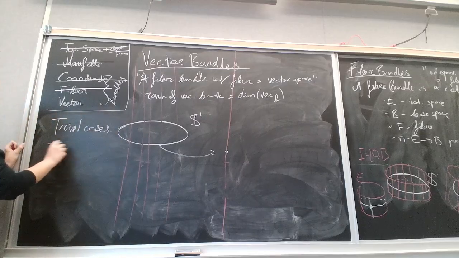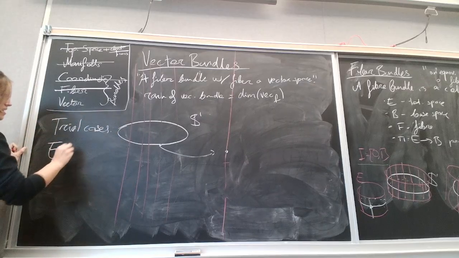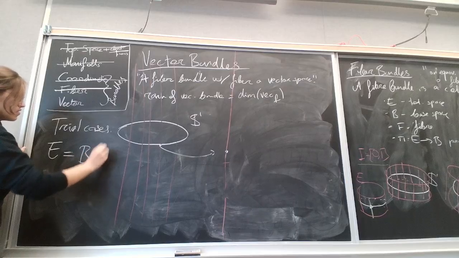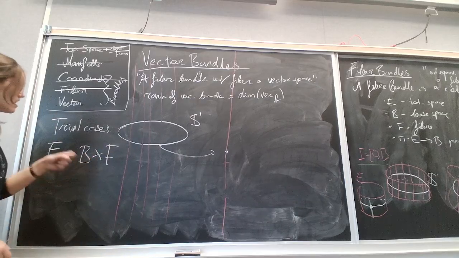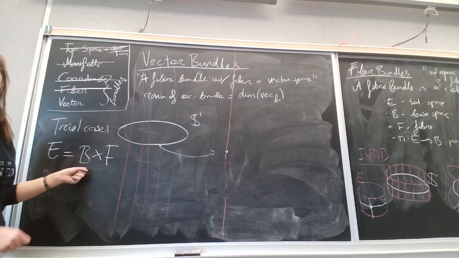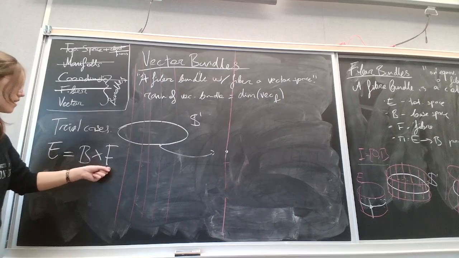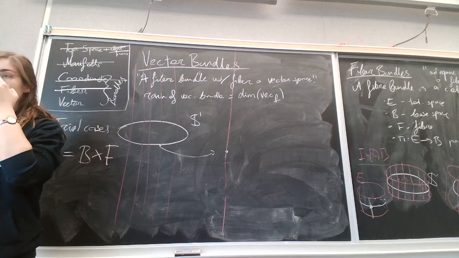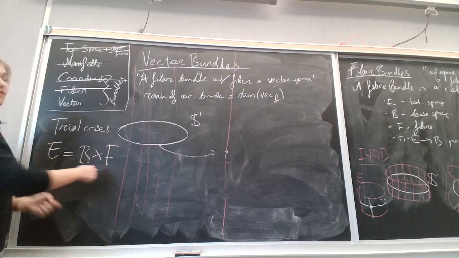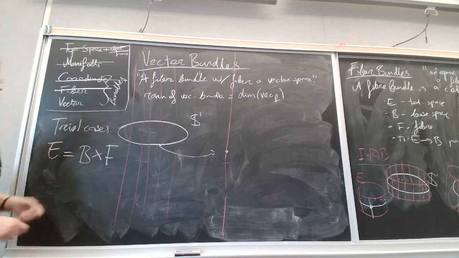When the total space is just the base space Cartesian product of fiber, this is the trivial case. You can always do this. You can take any topological space B, and you can take any fiber, and you can take the Cartesian product, and that will give you a fiber bundle. If you take F to be a vector space, that will give you a vector bundle. You can always do this.